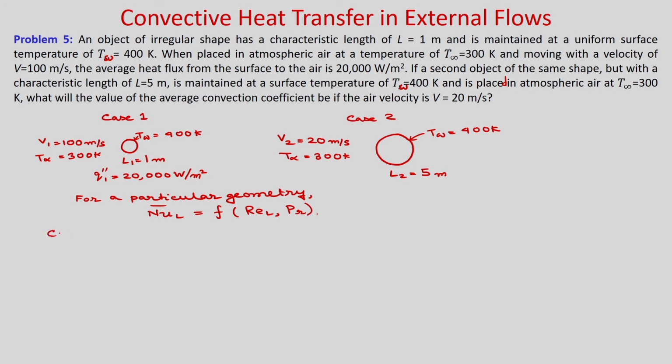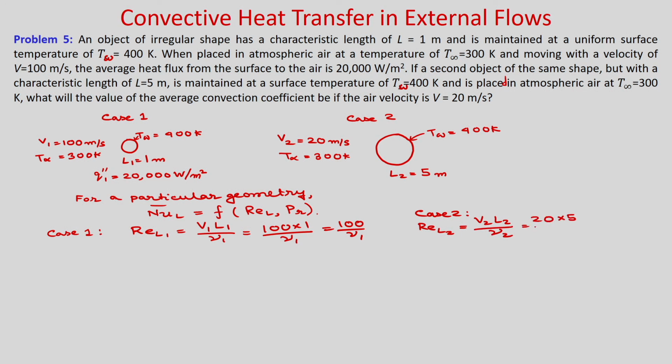So, for case 1, what is the Reynolds number? Your Reynolds number based on the characteristic length is V1 into L1 divided by nu 1. V1 is 100, L1 is 1, divided by nu 1. So, it is 100 by nu 1. For case 2, the Reynolds number based on the characteristic length L2 will be V2 L2 divided by nu 2. V2 is 20, L2 is 5, divided by nu 2. So, it is 100 by nu 2.